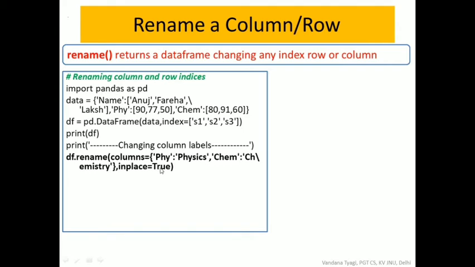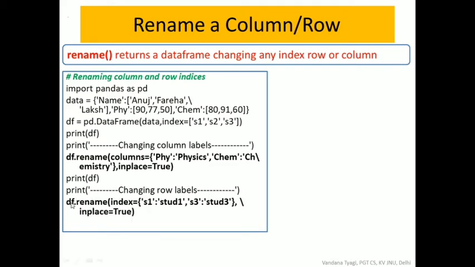We are making modifications in that data frame only because of inplace=True. Now printing this df. For changing row labels, the syntax is the same, but instead of the columns parameter we have to specify the index parameter, because index is used for row indexes. So again the index is S1, which we change to student 1, and S3 we change to student 3.